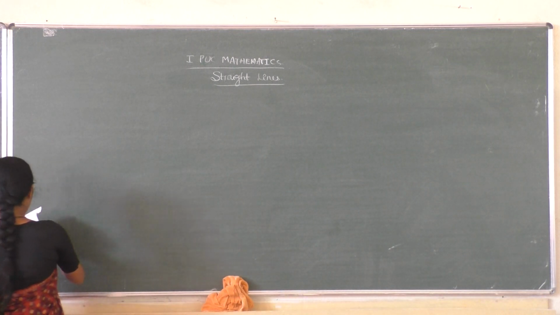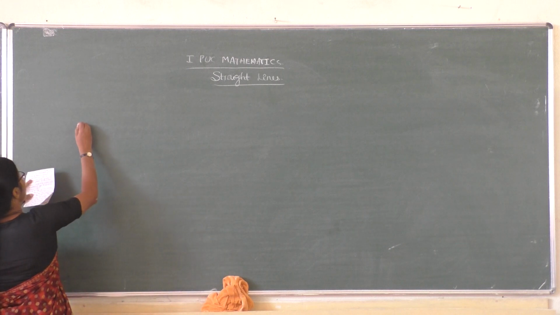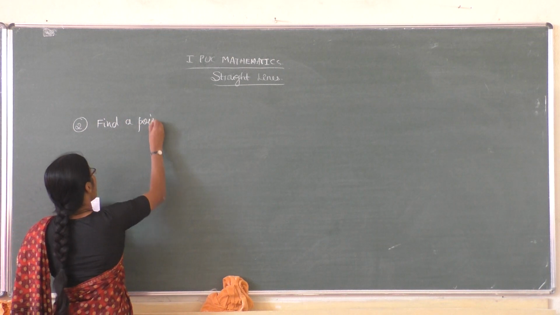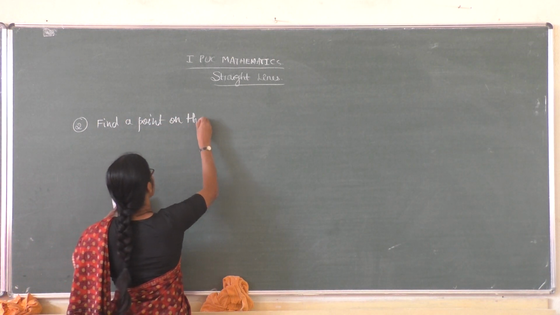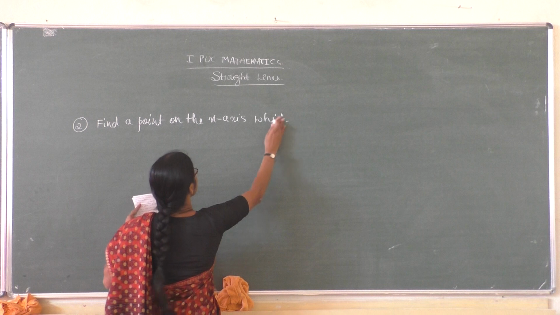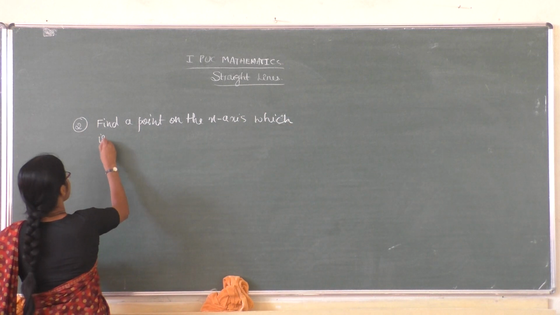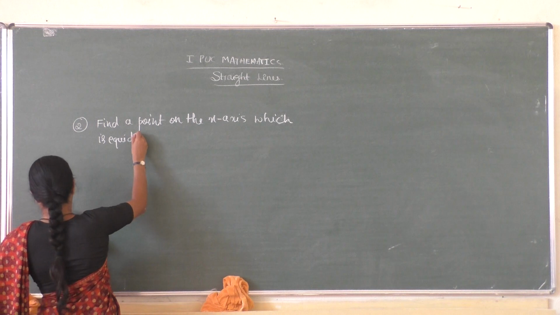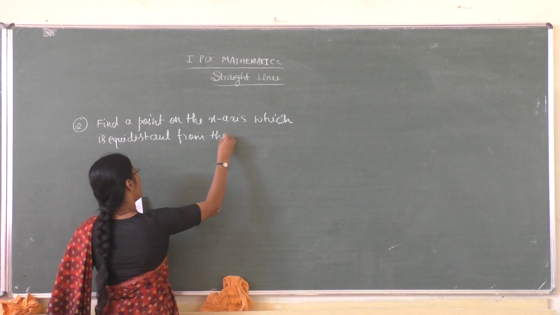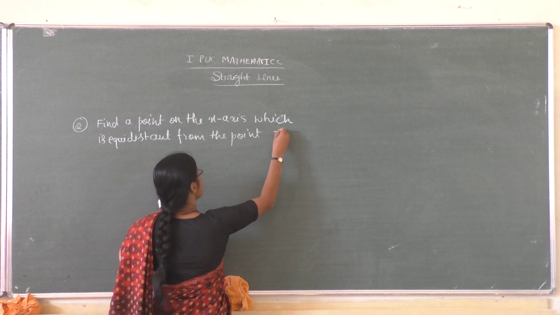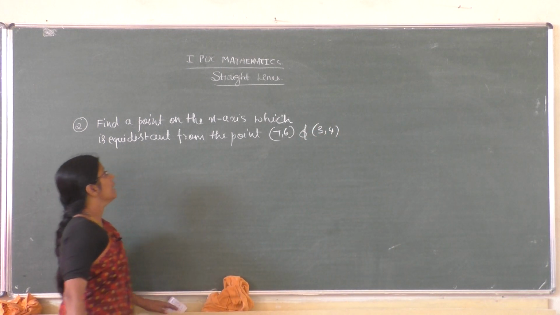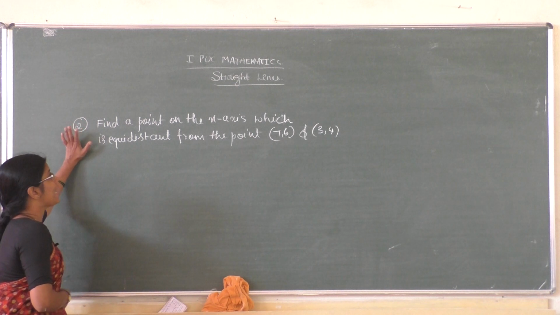Okay, you take the next problem, that is: find a point on the x-axis which is equidistant from the points 7,6 and 3,4. Okay, see, find a point on the x-axis.